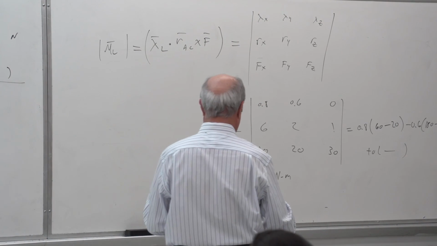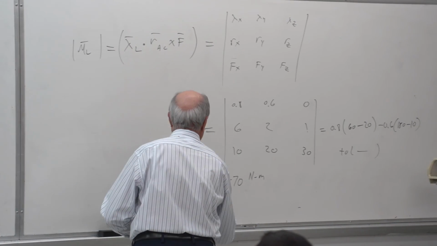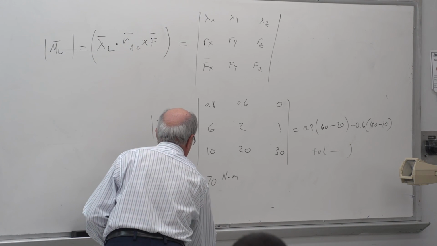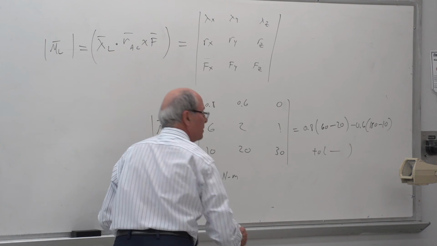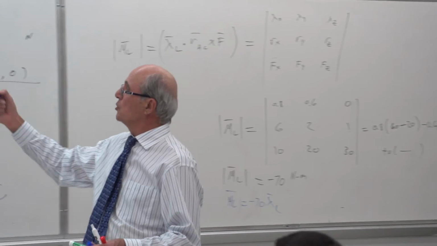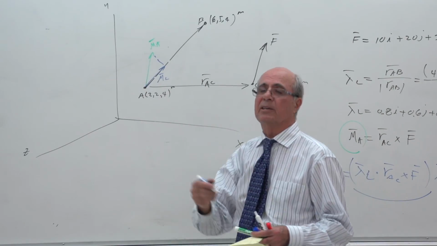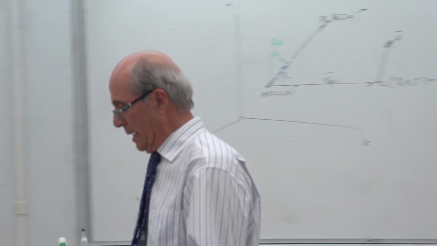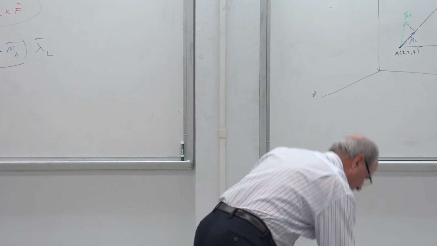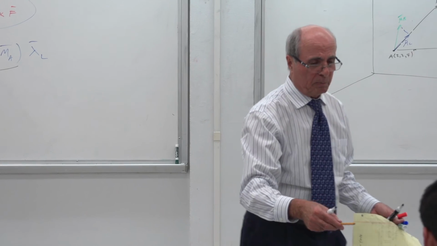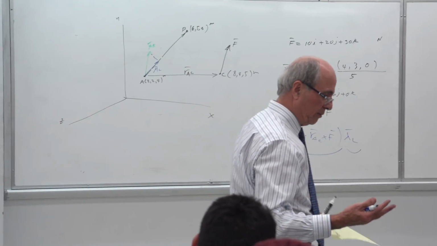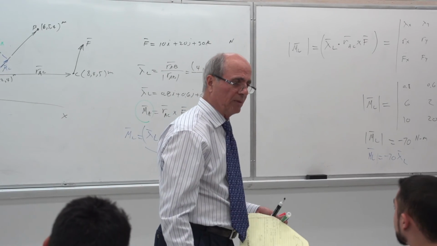What's the vector part of it? ML as a vector becomes what? Minus 70 times, again, lambda L, because it is on the line. Is that correct or not? Yes? So you can answer both the magnitude and the vector either way. Most of the time, they are going to ask you about the magnitude of it, because the vector part of it is simple. You just need to see what happens.